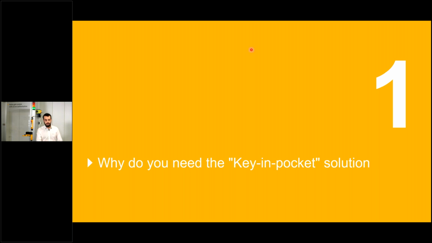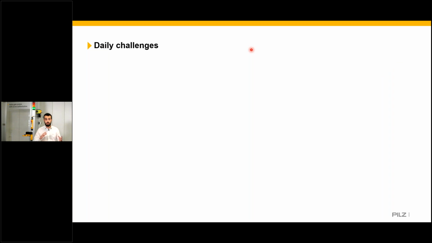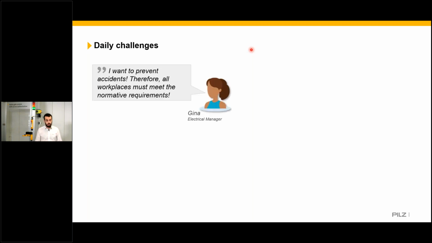Good. Let's start. Why would you need a solution like the key in pocket? We have collected different feedback and remarks from the market, from you all, that we would like to share, and we would like to explain how the key in pocket and our identification and access management solution fits those daily challenges and statements. The first one comes from an electrical manager, and it says basically: I want to prevent accidents, therefore all the workplaces must meet all the normative standards requirements.